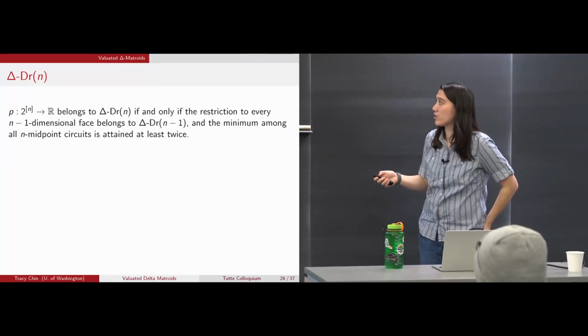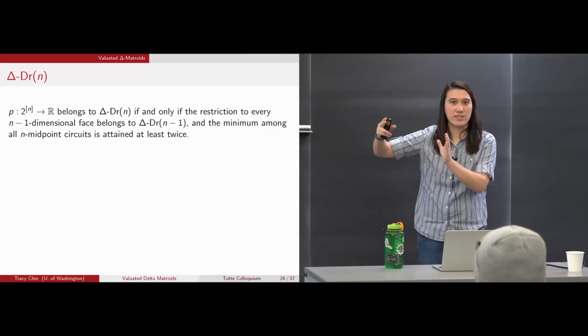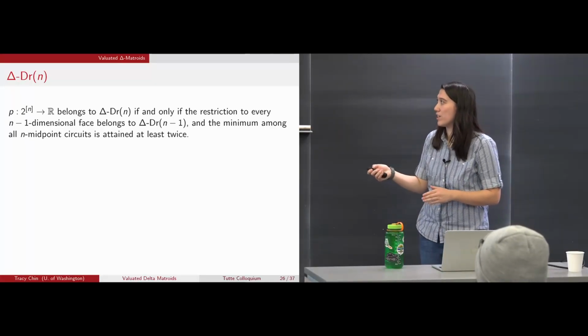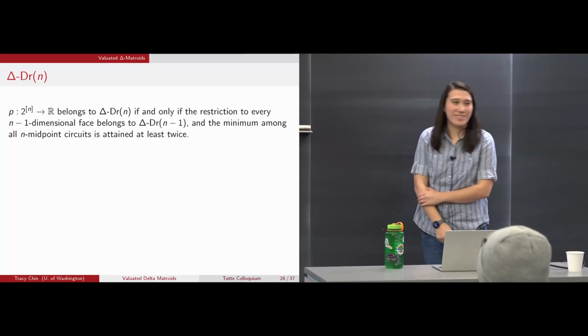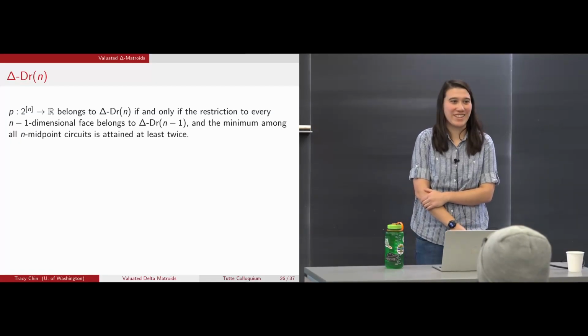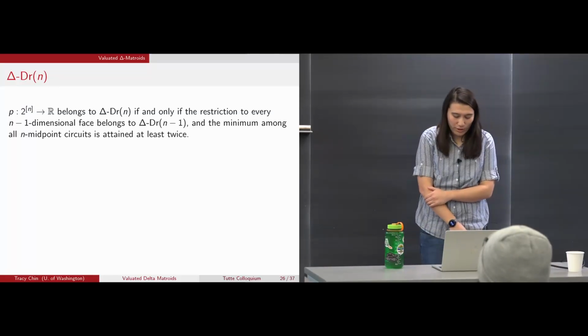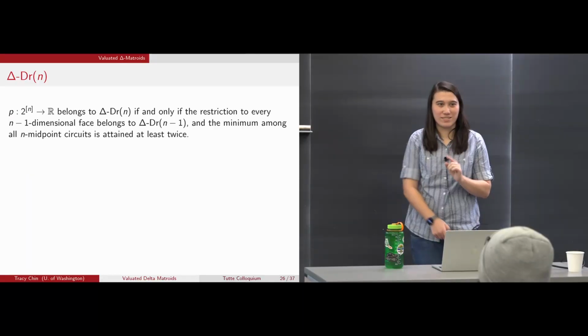And then I need to make sure that all of my restrictions to n minus 1 dimensional faces don't have any bad edges in them, which is just being in the delta Dressian of n minus 1. So we're done. We've completely characterized the n delta Dressian, except, one thing that was perhaps conspicuously absent from the last slide is I did not actually write down any of these midpoint circuits for you. And the reason for that is because they are gross and not enlightening.